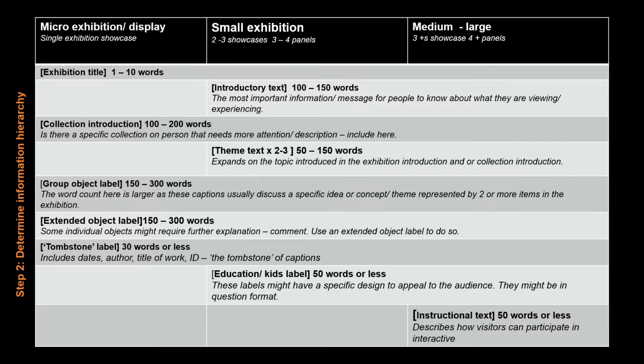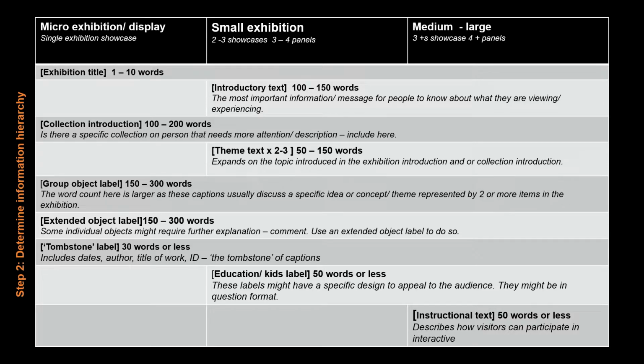So on this chart, I've kind of mapped that text that you've got on your handout into different categories from what I call a micro exhibition. Maybe that's just one showcase that you might change throughout the year. Small exhibition, maybe that's a few more panels, maybe you've got a little corner at your archive or wherever you're located. And then medium to large, so much more objects, so this would be a medium to large exhibition here.